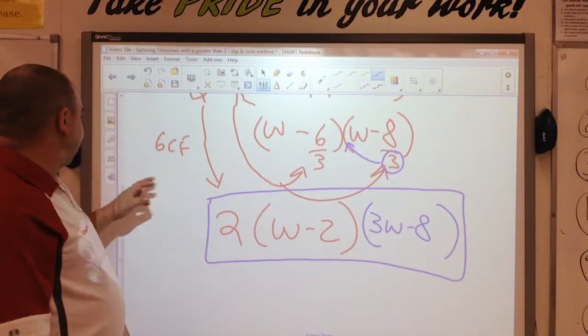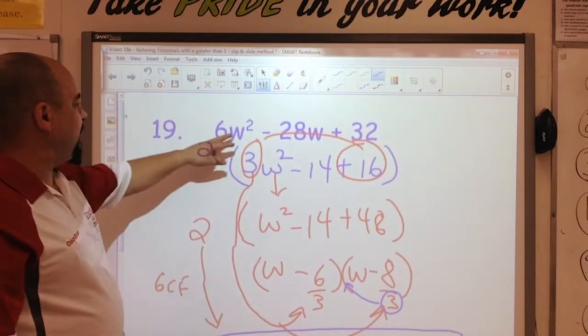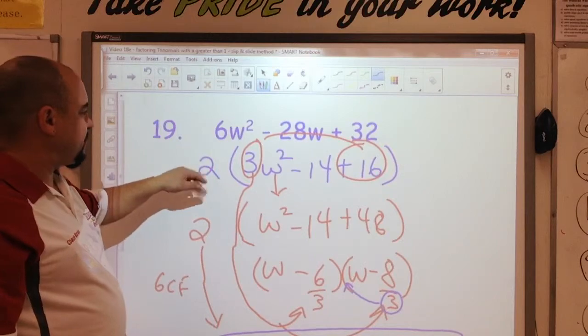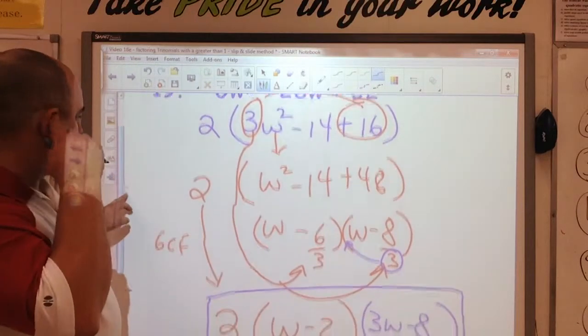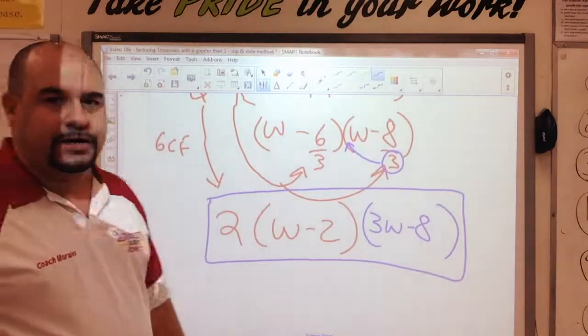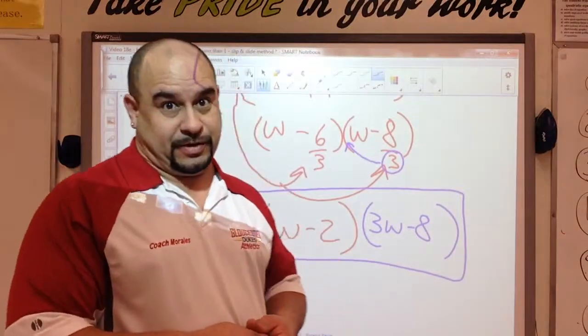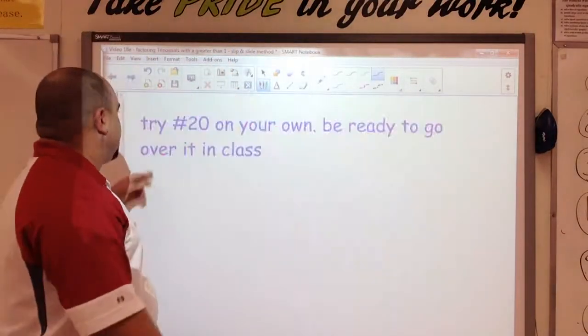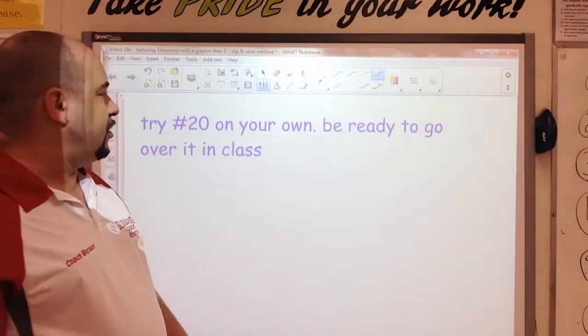Again, this is pulling out the GCF. We started in the beginning by pulling out the GCF, which was 2. And I know it seems like a lot of work, but this is the easiest way that we can do this. Now I want you to try number 20 on your own and be ready to go over it in class.